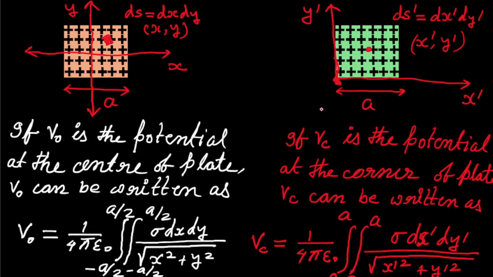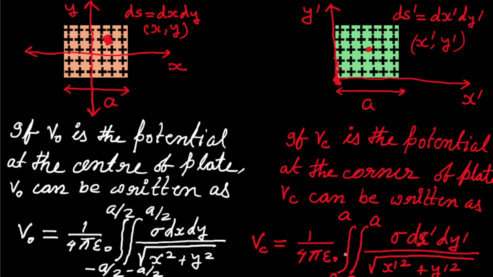But this question doesn't ask what the potentials at the corner and at the center will be. It asks what the ratio of these two potentials will be. Calculating this integration will not be easy. That's why in this question it has been asked what the ratio of the potentials at these two points will be.